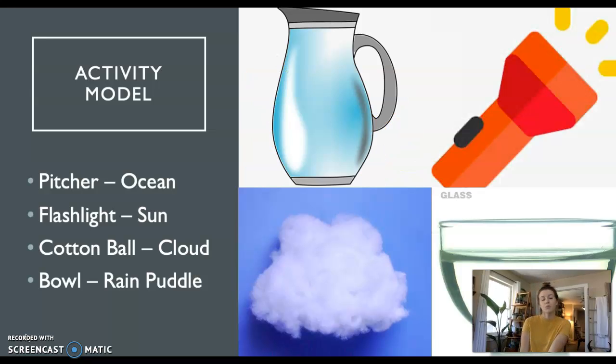Okay, so the activity model that I have for you guys is I have an entire pitcher of water and that will be the ocean. Then I also have a flashlight on my phone and that is going to be the sun. So I have that ready for you, and I have this little set of cotton balls, and that's going to be my cloud. And then I have this tiny little bowl of water, which is a rain puddle.